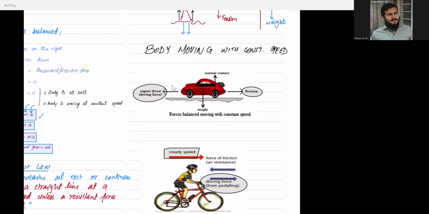All right. This one, who can help me with this diagram? This is the car. Then we draw an arrow down, or we can just write car, and then we can just write weight by drawing an arrow down, and then contact force by drawing an arrow up.